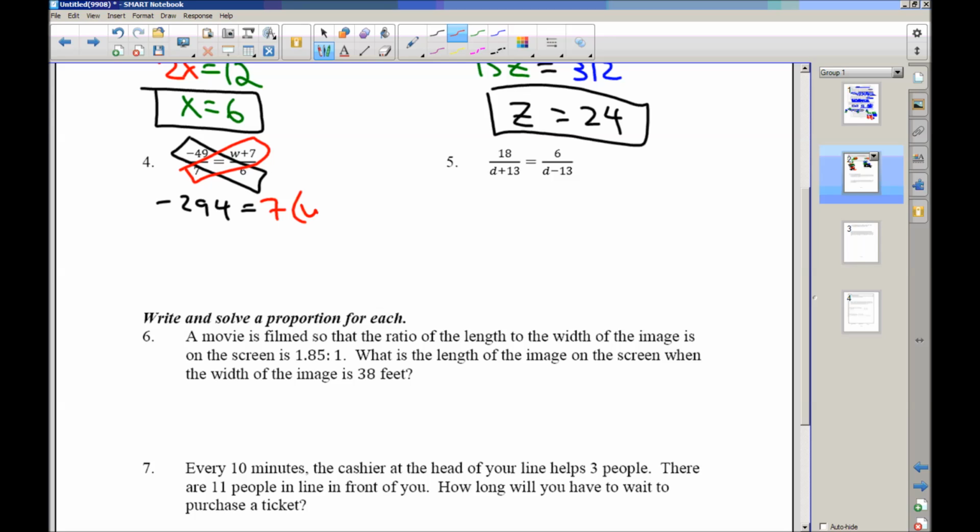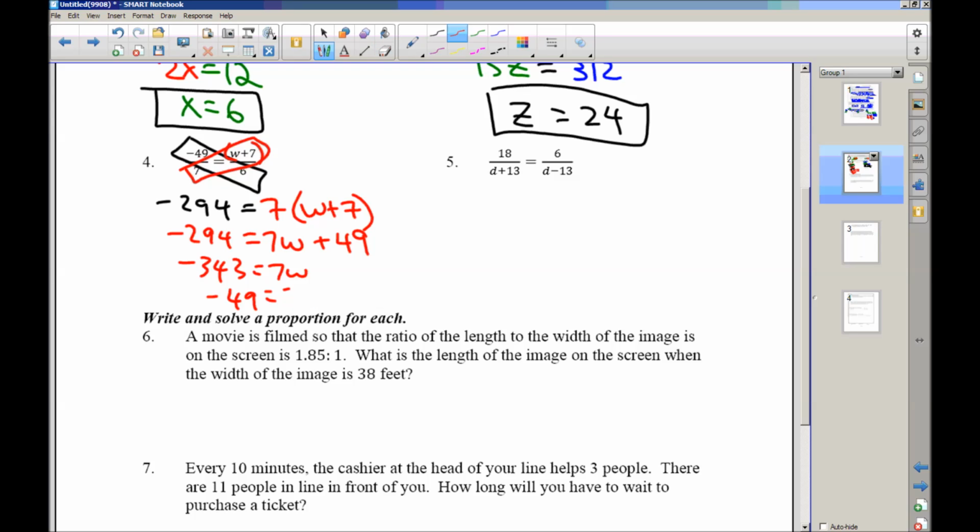W plus 7 is a whole quantity. It has to be added before I can do the multiply. So it needs to be in parentheses. Remember the big bars and grouping symbols, so it really puts these on the top and bottom of each one of these fraction pieces. Okay? So now let's solve this equation. Negative 294 equals 7w plus 49. Subtract 49 from both sides. And this will give us negative 343 equals 7w. And then divide both sides by 7, and we're going to get negative 49 is w.